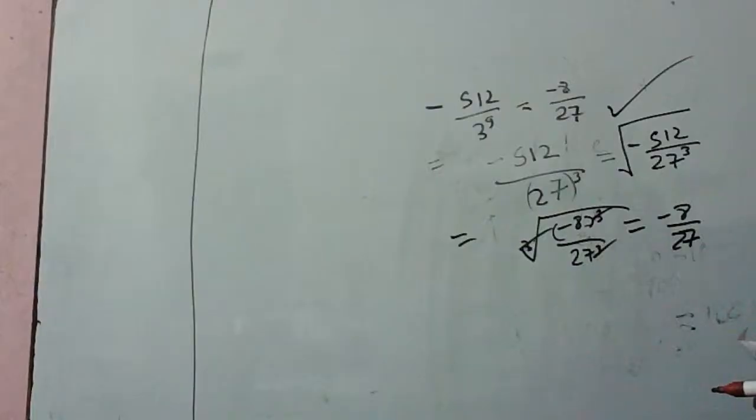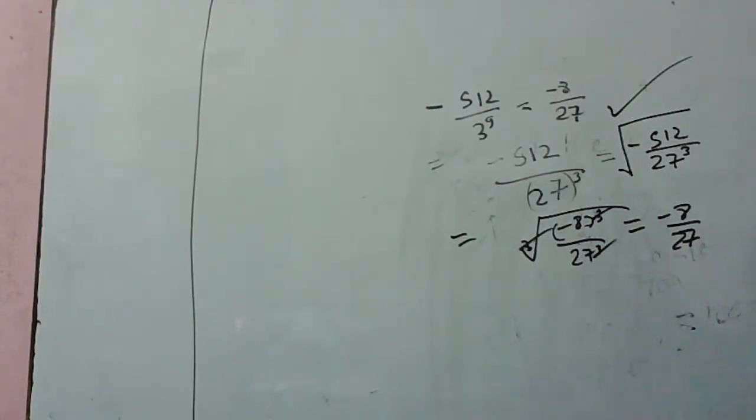Now, reason: for a positive integer x, cube root of minus x equals minus cube root of x. Reason is true, but it does not explain assertion. So the correct answer will be B. Both assertion and reason are true, but the reason is not the correct explanation of assertion A. Because if we don't use this property, there will be no effect on the assertion.